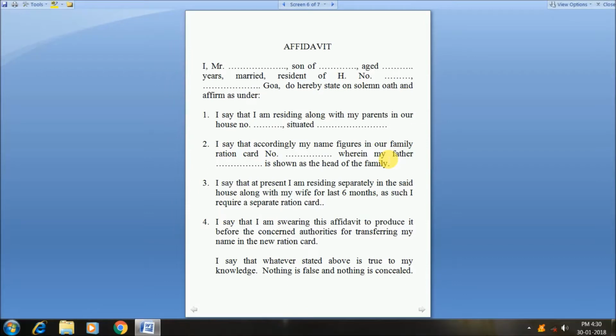Now the last part that I wish to point out in an affidavit is that the last paragraph should always be: I say that whatever is stated is true to my knowledge, nothing is false and nothing is concealed. That is another system that is also followed, and that excerpt in an affidavit is very important, that at the end you have to always state that whatever you're saying on oath is true to the best of your knowledge. It is not required that it has to be absolutely true, but it is required that it has to be true to the best of your own personal knowledge.